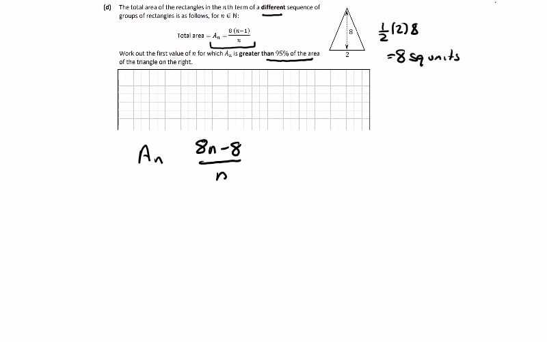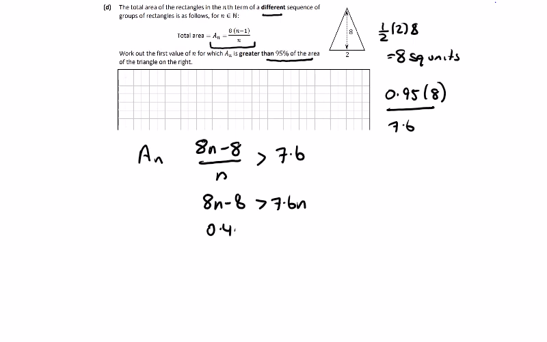So what's 95% of 8? 0.95 by 8. That would be 7.6. So when is this greater than 7.6? 8n minus 8 has to be greater than 7.6n. 0.4n greater than 8. n would have to be greater than, what's this work out to be? 20. 8 divided by 0.4 is 20.